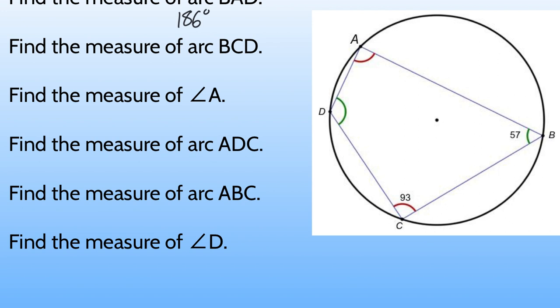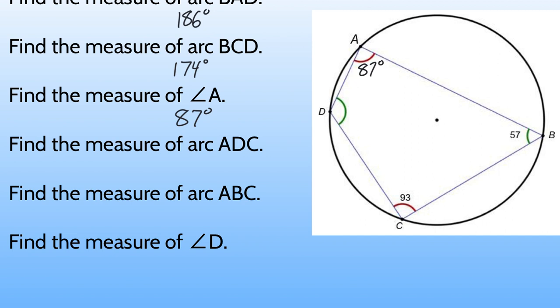So we would subtract 360 minus 186. We would get that arc BCD is 174 degrees. Now, related to that, let's look at our angle A. Well, angle A intercepts arc BCD as an inscribed angle. So it would have to be half of this angle right here, meaning that angle A is 87 degrees. Now that'll become helpful later.